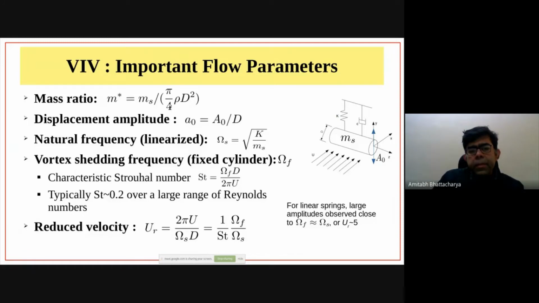Okay, so that means it is m star, which is ms divided by pi by 4 rho d square, where ms is the structure mass. If this is a solid cylinder, then this is the mass ratio, and of course it will be proportional to the density ratio in general, between the solid and the fluid. The other important output here is actually the displacement amplitude, which is small a naught.